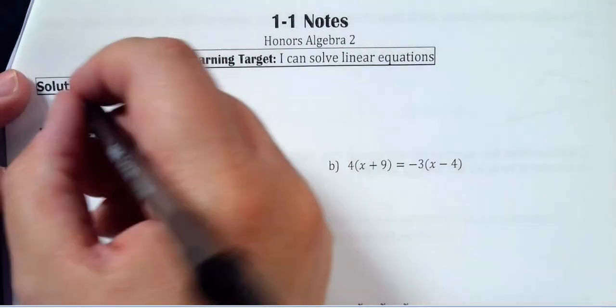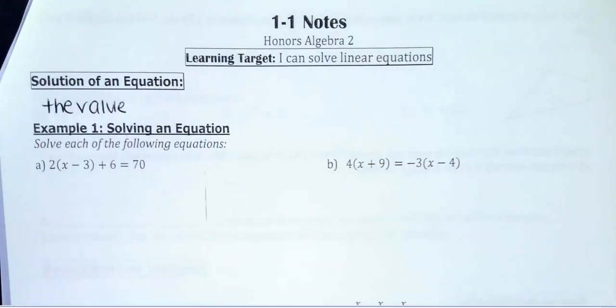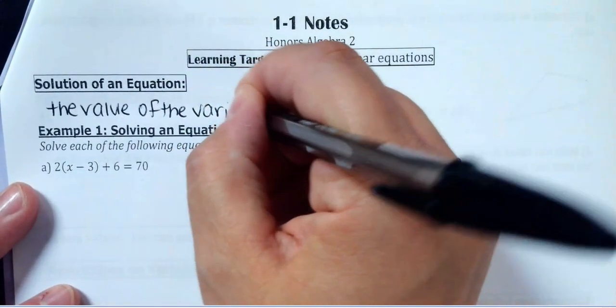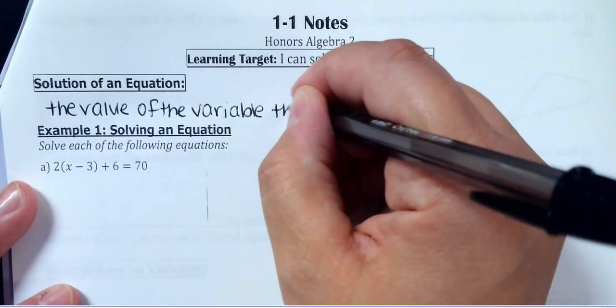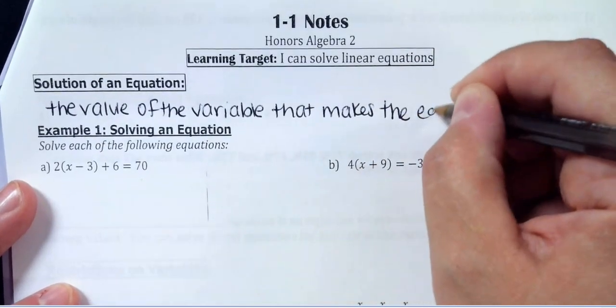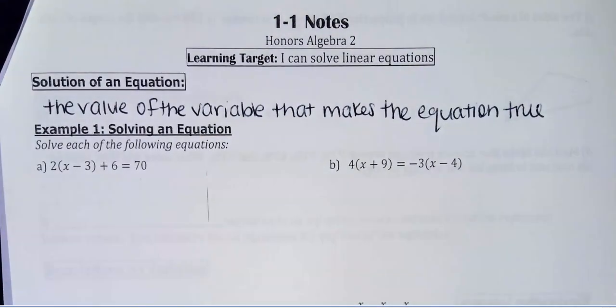Okay, so I'm going to write the value, meaning the number of the variable, that makes the equation true. Most of the time I use x in a lot of my equations, but it could be a different letter, so I'm just going to say the value of the variable because that could represent a different variable than x. And that value plugged in will make the equation true.